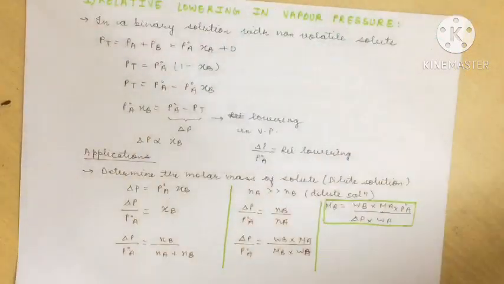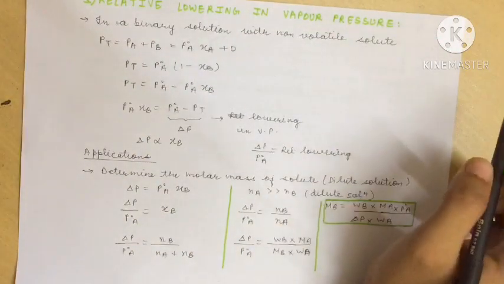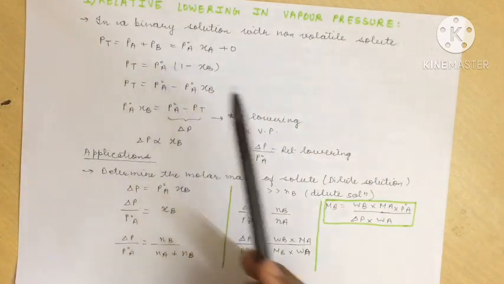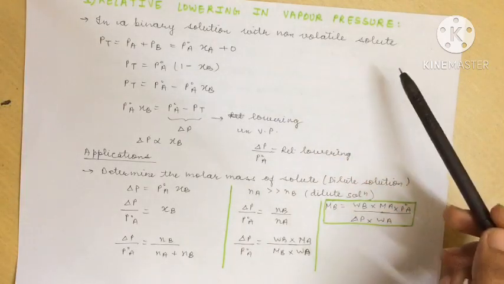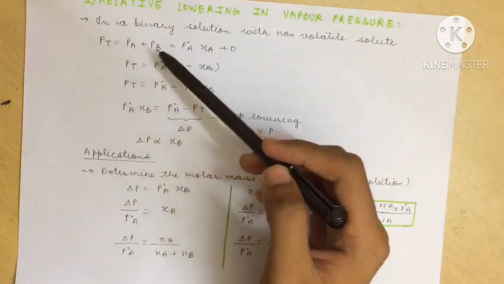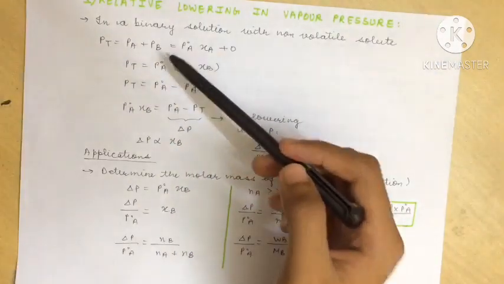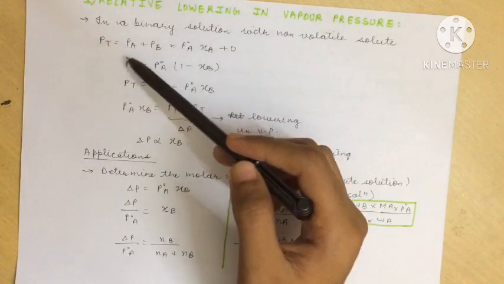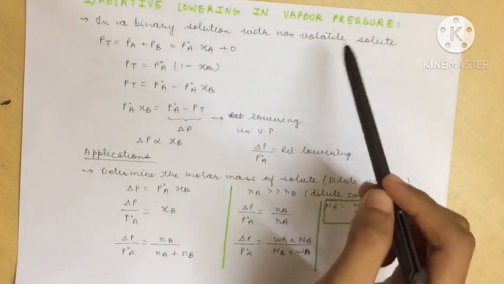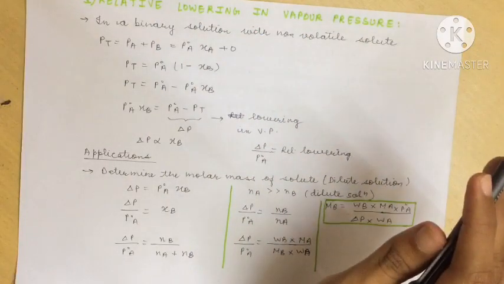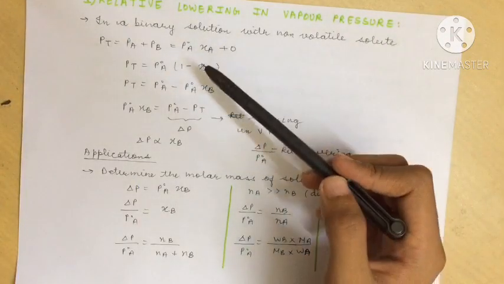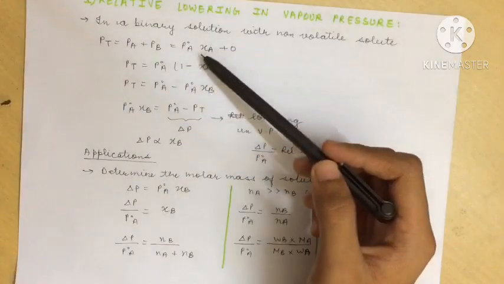First of all, we'll see what is the meaning of relative lowering of vapor pressure. Suppose there is a binary solution. Binary solution means two components, and one component is a non-volatile solute. In that case, what will be our P total? P total is Pa plus Pb, which can be further expressed according to Raoult's law as P naught A XA plus P naught B XB. Now since B is non-volatile, P naught B will be 0. In that condition P naught B XB will also be 0, so that whole term becomes 0. We are only left with P naught A XA.